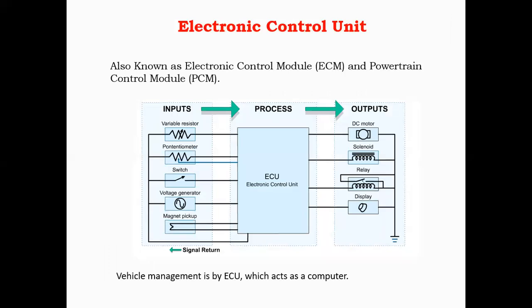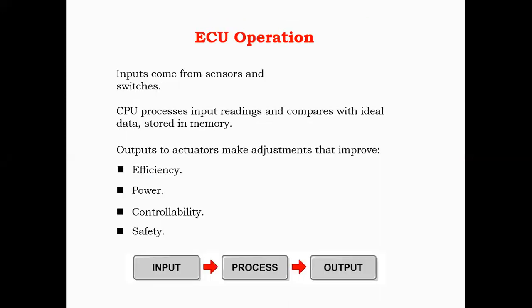The electronic control unit is also known as the electronic control module, and the powertrain control module, that is PCM. That means in the system we have ECU control. On the input side we have variable resistors, potentiometers, switches, voltage generators, and magnetic pickups. On the output side we have DC motors, solenoids, relays, and displays. Vehicle management is done by the ECU, which acts as a computer, with three stages of operation: input, process, and output.